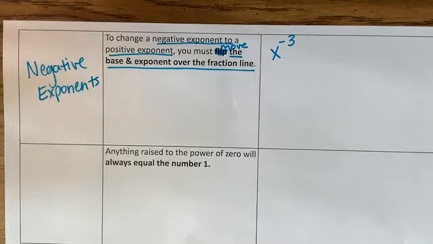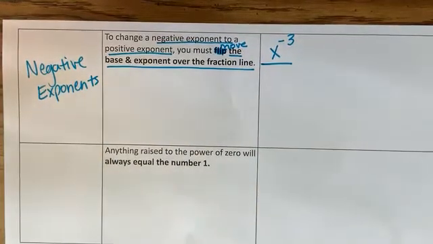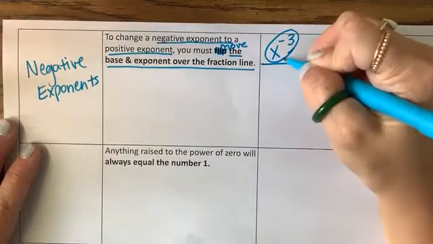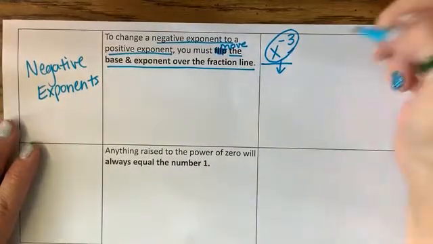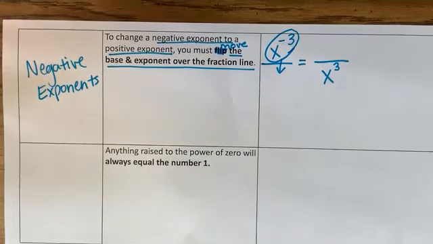What you do is you move the base over the fraction line. Right now I don't see a fraction line, so I need to make one. Is this in the numerator or denominator? It's in the numerator, so I need to move it to the denominator. I'm going to circle this. It needs to go down to the denominator. So now it becomes x to the positive third. You see, I moved it over the fraction line, and it becomes a positive exponent.